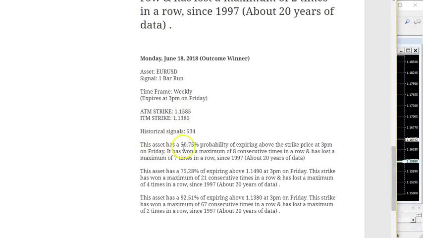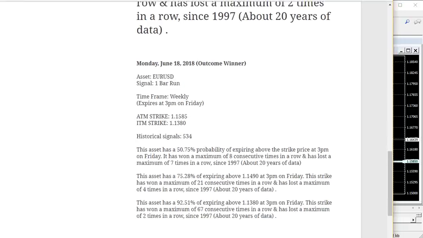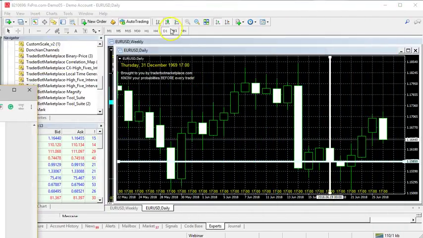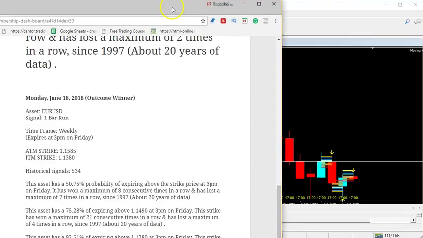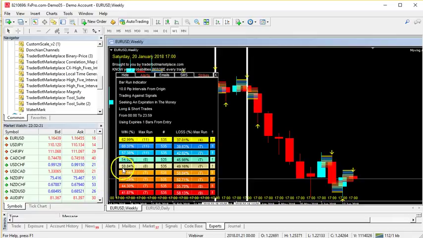This asset has 50.75% probability of expiring above a strike at 3 p.m. on Friday. Well, how did I know this? Well, because I'm looking at the tool suite here, and that's what it told me. Right now it's sitting at 50.84 because it won last week's signal. So, and there's last week's signal right there.